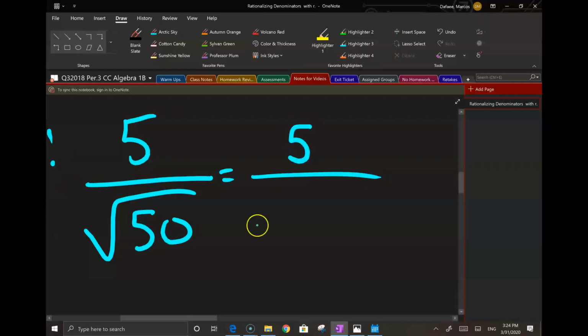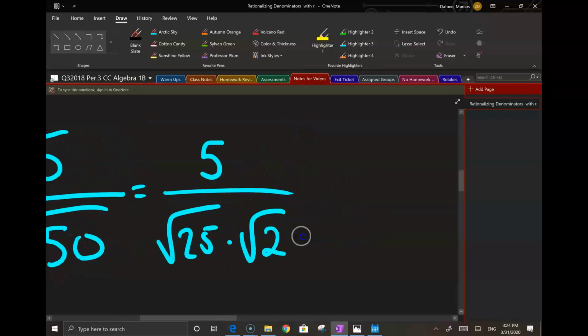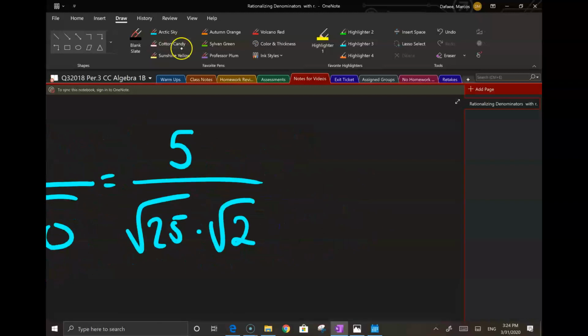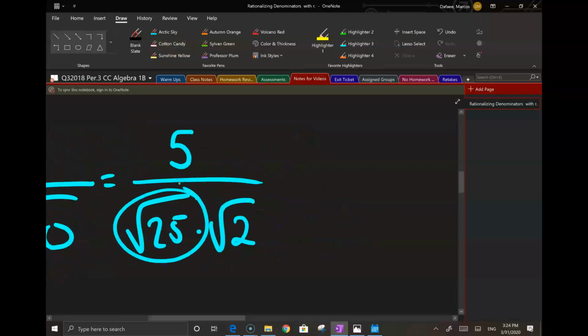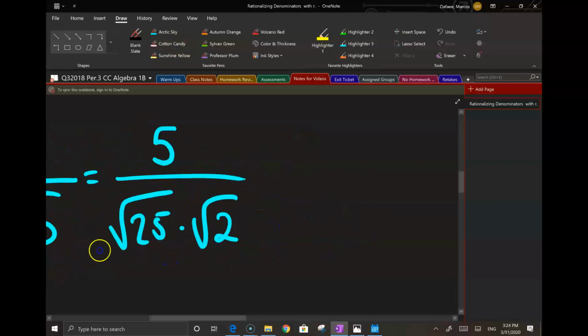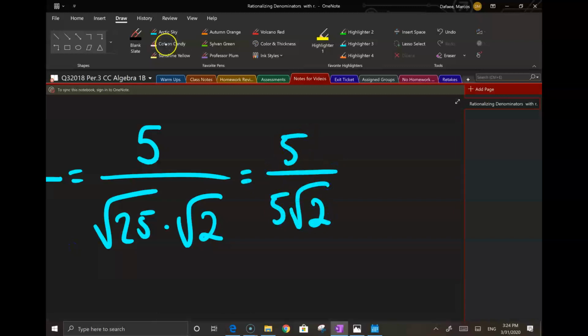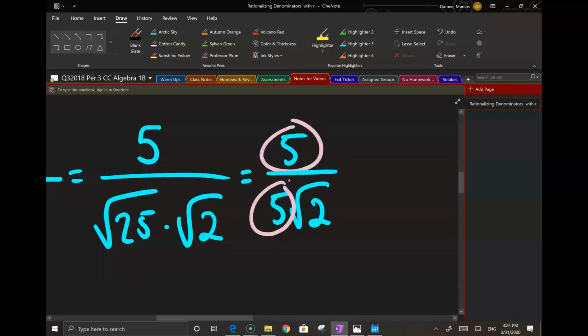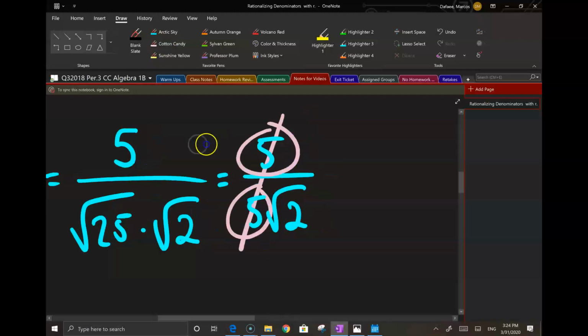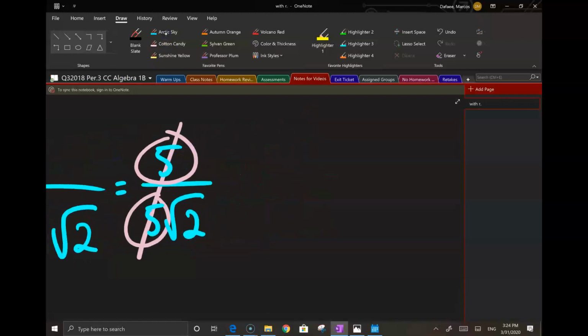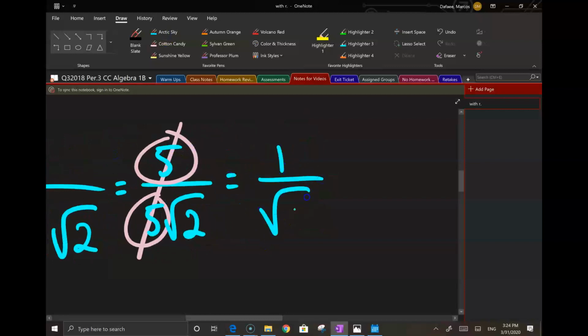So this 5 will stay up here, and the square root of 50, I can rewrite as the square root of 25 times the square root of 2. And then I can see over here, oh, I have a perfect square. The square root of 25 is just 5. So I can rewrite this now as 5 over 5 square root of 2. And because the 2 5's are on the outside, now it is safe to go ahead and divide them. So that means that they cancel out, and what you're left with is just 1 over square root of 2.